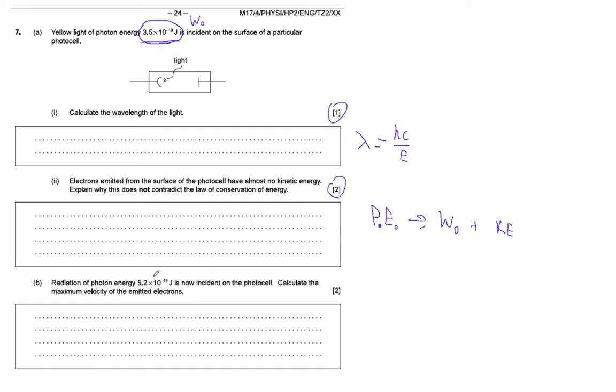Radiation of photon energy 5.2 times 10 to the minus 19th joules is now incident on the photocell. Calculate the maximum velocity of the emitted electrons. When they say they have almost no kinetic energy, then those photons are equal to the work function. So 5.2 times 10 to the minus 19th is 3.5 times 10 to the minus 19th plus the kinetic energy. Figure out the kinetic energy, and then just use the formula for kinetic energy, 1/2 mv squared. The mass you look up in your data packet will be the mass of the electron.